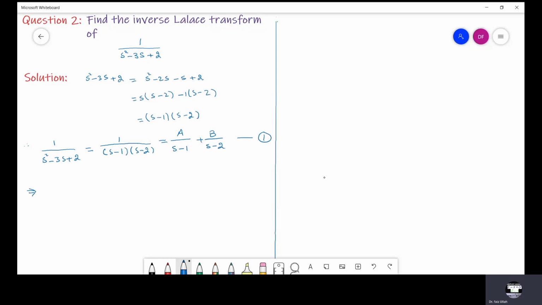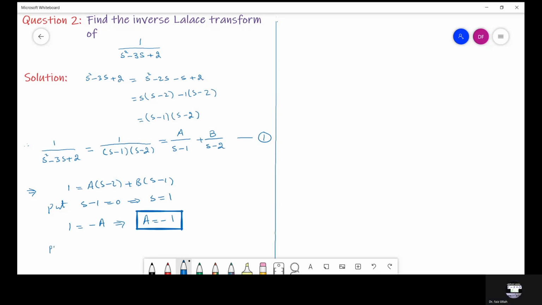Now multiplying with LCM, we have 1 is equal to A into s minus 2 plus B into s minus 1. Now if we put s minus 1 equal to 0, which means that s is equal to 1, from the above equation we have 1 is equal to, if I put s is equal to 1 here, I get minus A and the other term will be 0. So I get the value of A, which is minus 1.